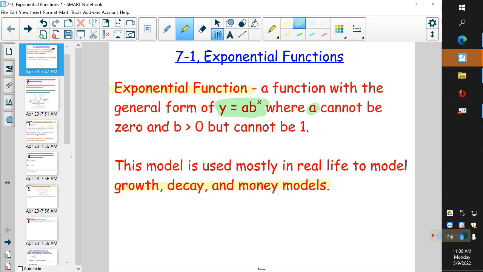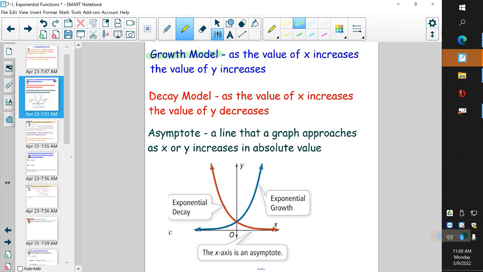a cannot be 0, and a is what we're going to call our initial amount, and b is what we call our exponential growth or decay factor. Now, we are going to have an exponential growth model when x increases and your y value increases. So that means as x gets bigger, your y values get bigger as well.